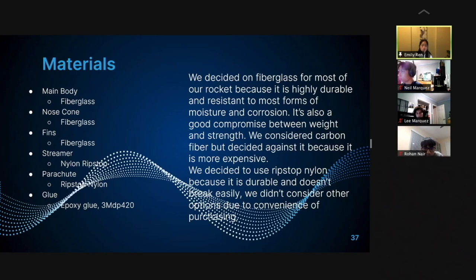The materials we used for our rocket: the main body, nose cone, and fins were all made out of fiberglass. The streamer and parachute were ripstop nylon, and the glue was epoxy glue. We decided on fiberglass because it's highly durable and resistant to most forms of moisture and corrosion. It's also a good compromise between weight and strength. We used ripstop nylon for the streamer and parachute because it's durable and doesn't break easily. We didn't consider other options due to convenience of purchasing.